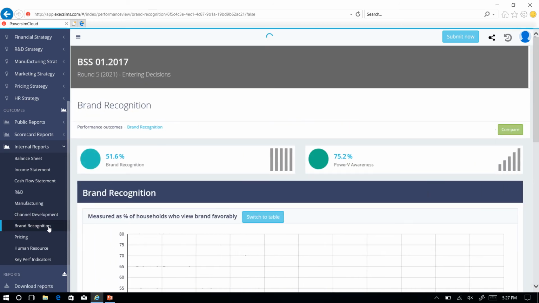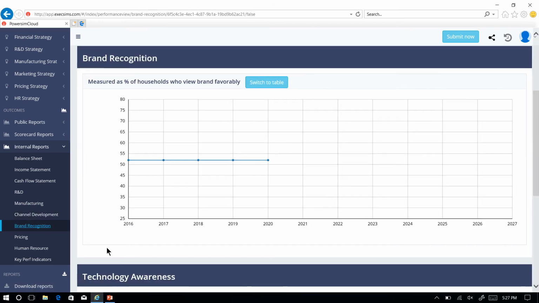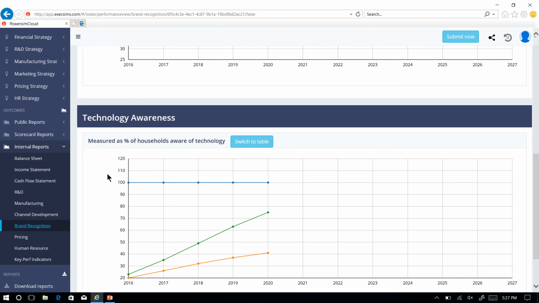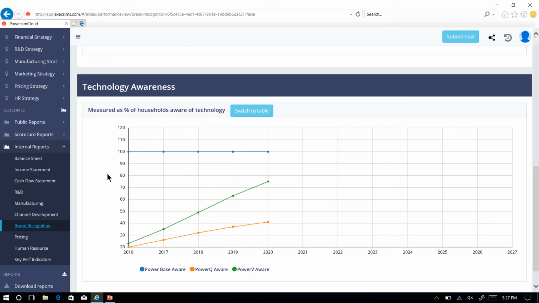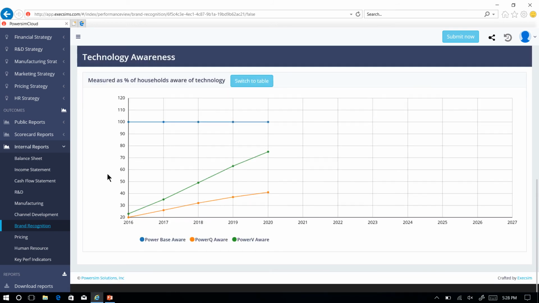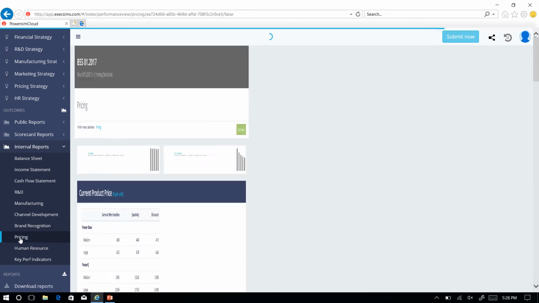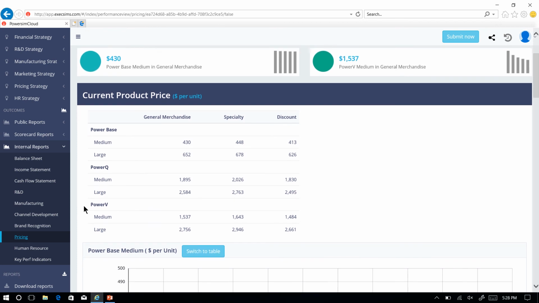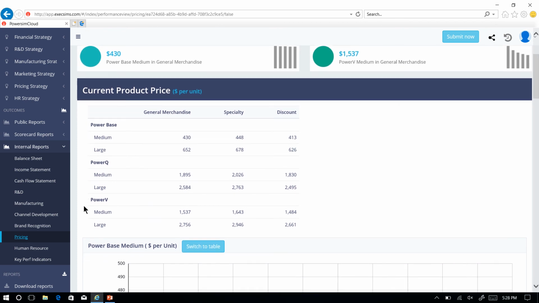And we'll look at brand recognition. So this is measured as percentage of households who view brand favorably. And that has stayed the same. And then technological awareness, or technology awareness. Next we have pricing. So we can see the pricing for each product.